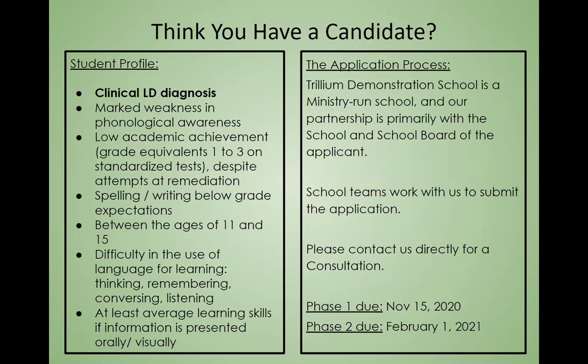The student may also have a marked weakness in phonological awareness. So perhaps the student is in grade 8, but they're having trouble reading text, and you think based on your informal assessments that they're reading maybe at a grade 3 level, grade 2 level, grade 4 level. Perhaps the student has low academic achievement based on grade equivalence, despite multiple attempts at remediation.